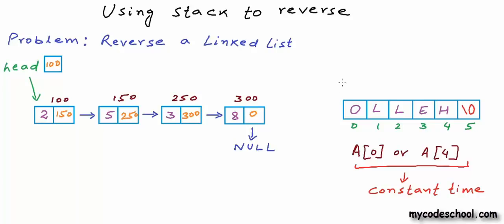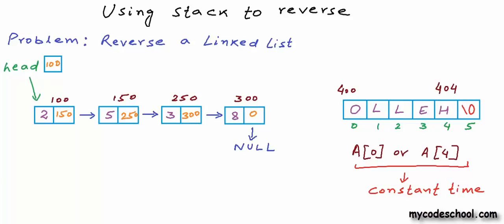So if we know the starting address of the array, let's say the starting address of this array is 400, and size of each element in the array, character takes 1 byte. So for this example, each element is 1 byte. Then we can calculate address of any element. So we know that A[4] is at 400 plus 4, or 404.